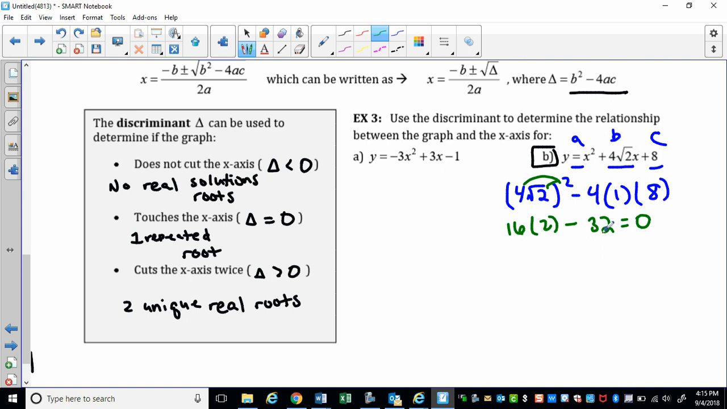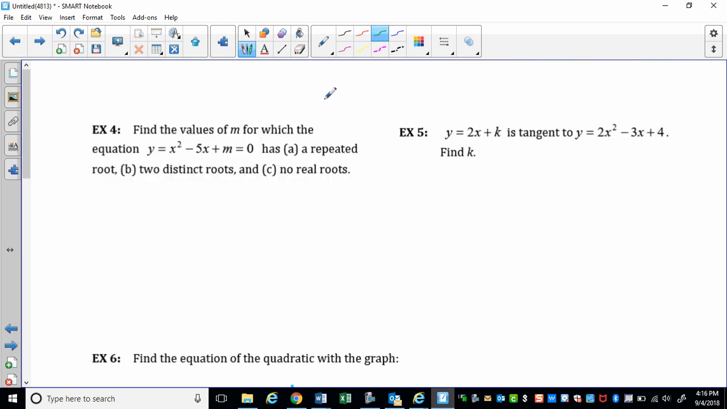So we're going to have one real solution. Okay, it's going to touch the x-axis. Actually, our vertex is going to be on the x-axis, right? So you can say one real solution, one repeated root, whatever you want. Go ahead and, so I want you guys to try A. Go ahead and flip your paper over.